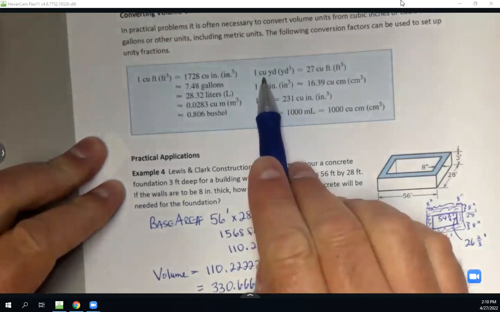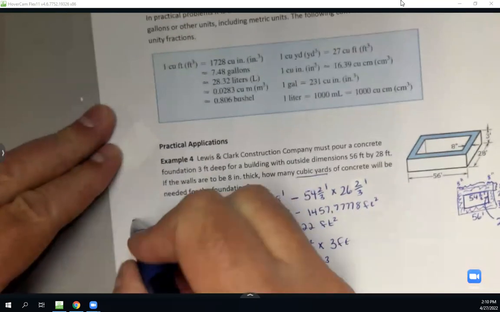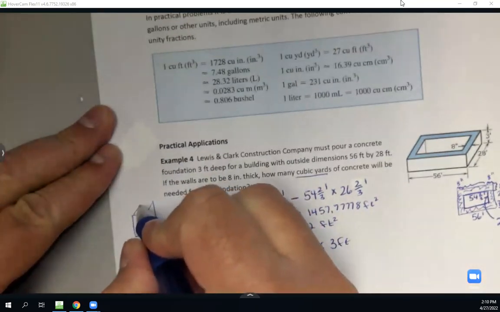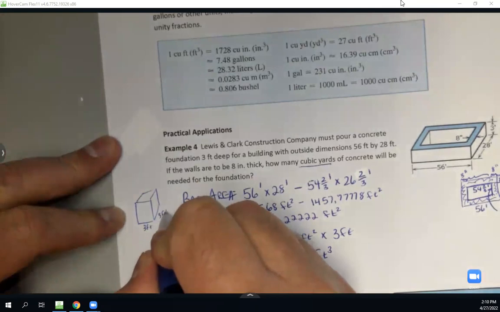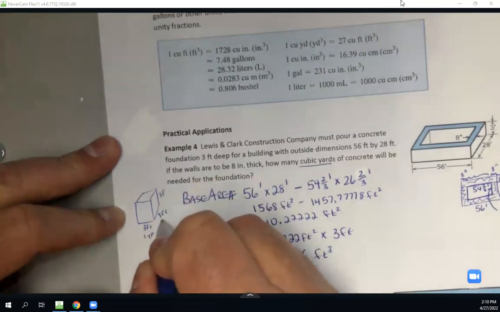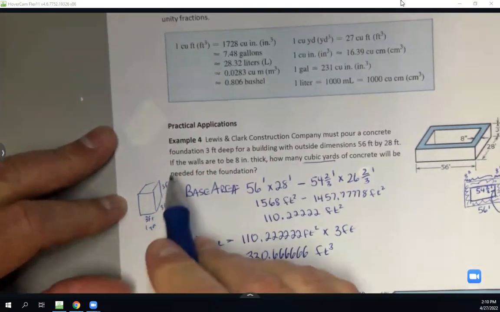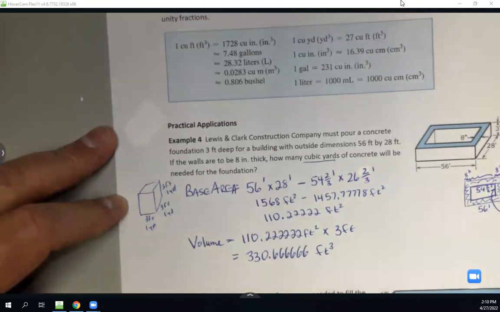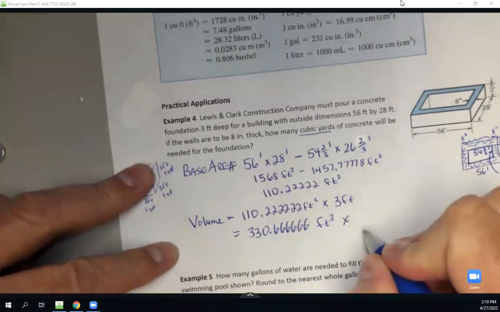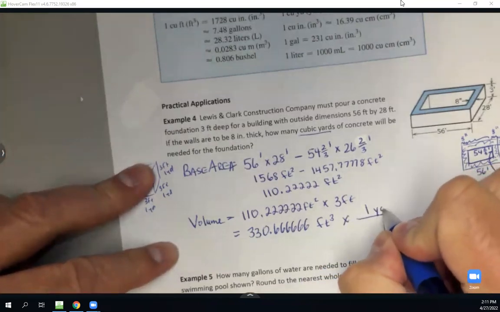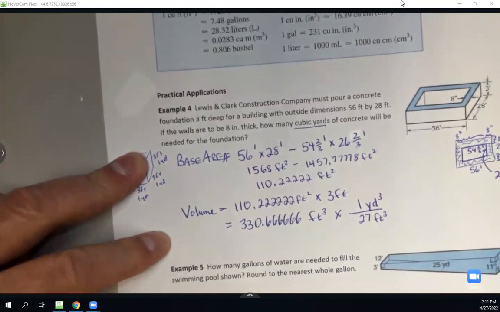Well, we know that 1 cubic yard is equal to 27 cubic feet, okay? And that's because if you think about a block, like a cube that's 1 yard long, it would be 3 feet by 3 feet by 3 feet. So 1 yard by 1 yard by 1 yard is the same as 3 feet by 3 feet by 3 feet, and 3 times 3 times 3 is 27. So there's 27 cubic feet in 1 cubic yard. So if I convert this, 1 cubic yard is 27 cubic feet.